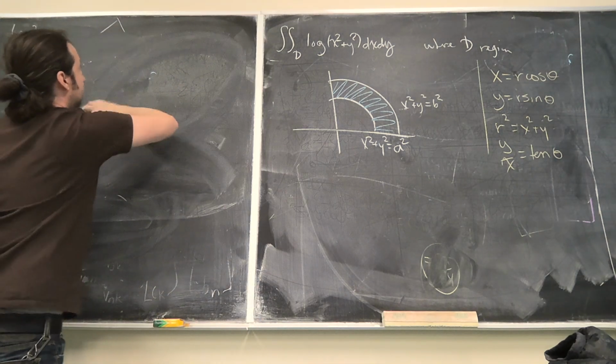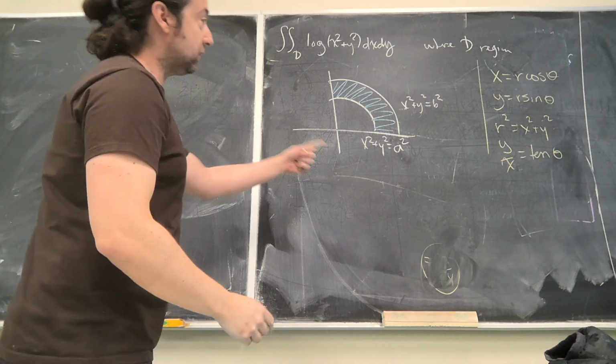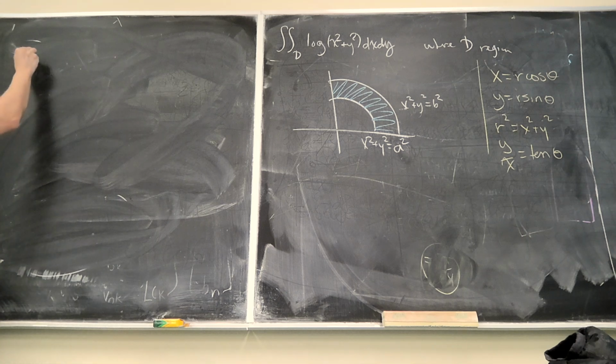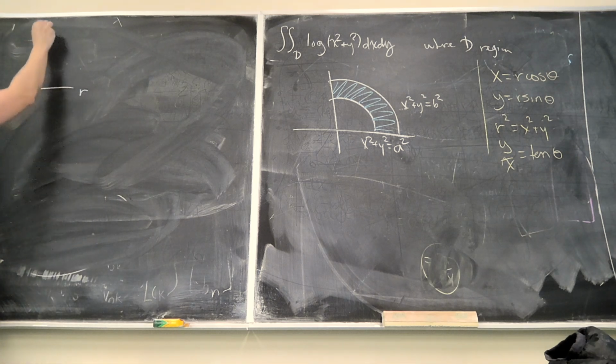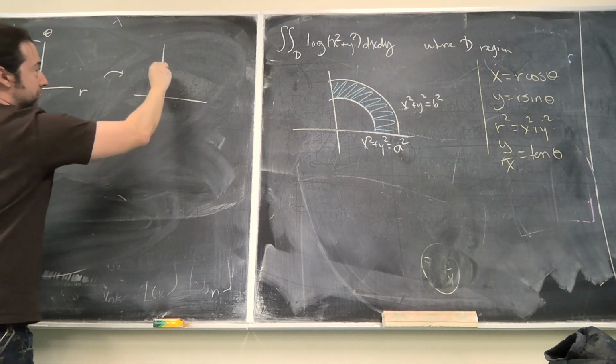Okay, so how do I set this up as a polar region? What is the region that I could use to produce that? This is the way to think about this. What is the rectangle in the R and theta space that produces this particular shape?